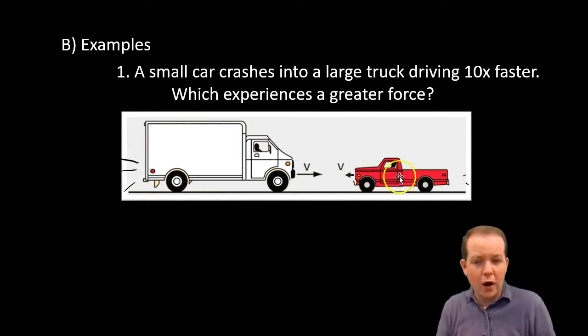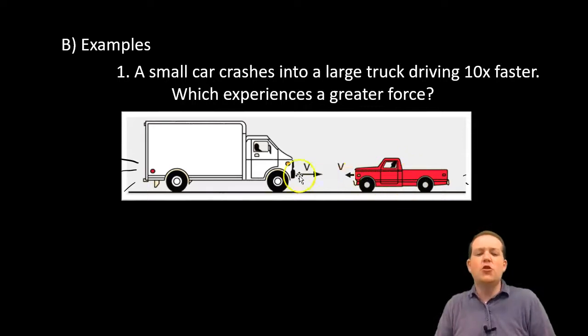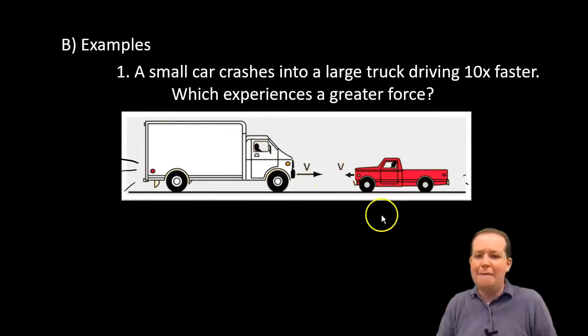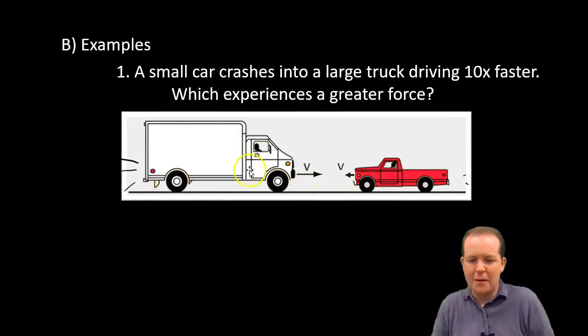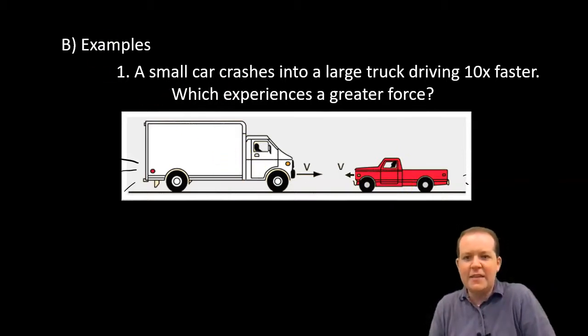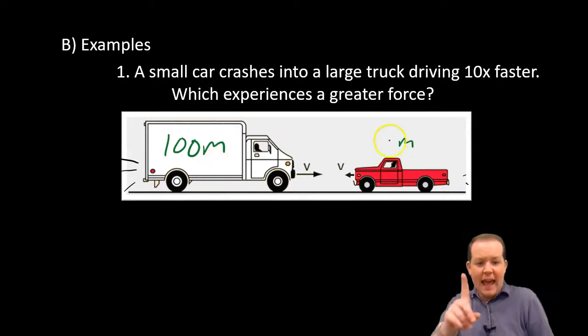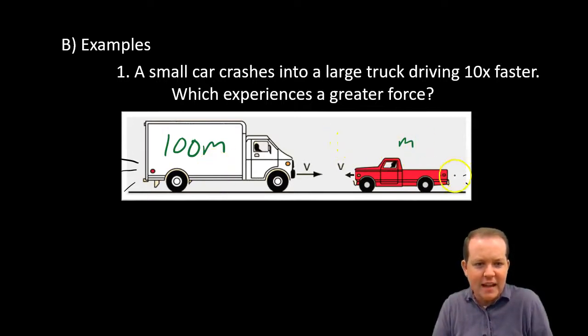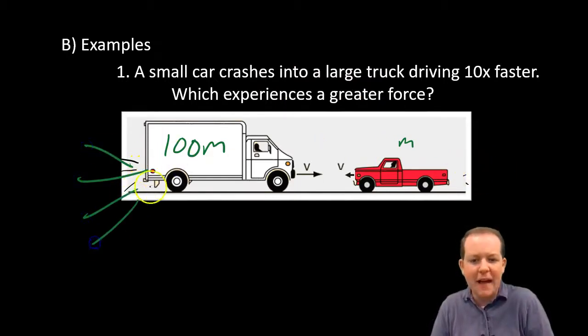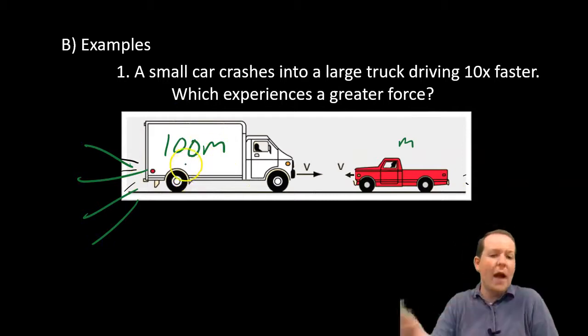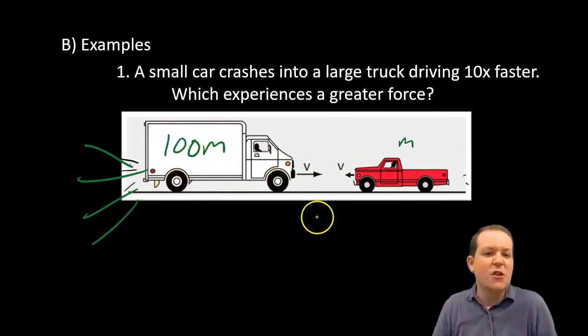I have a small truck, a relatively small truck, and it's going to crash into a much larger van. I guess it says a small car. I know this is a truck here, but this is a much bigger truck. Heck, let's say that this is a truck of mass m, and this is a truck of mass 100m. This is 100 times more massive. And it says this truck has a velocity that's 10 times faster. A small car crashes into a large truck driving 10 times faster. So this big truck is going super fast. It has way more mass. It's going way faster. Which experiences a greater force?